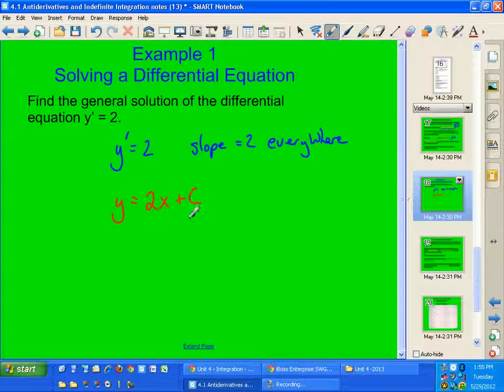It could cross the axis elsewhere. If I say c is negative 13, then I get y equals 2x minus 13, and if I take the derivative of that, I get 2. So it just depends on what that c value is. I just made up this negative 13. It could have been 4, it could have been 17, any number, but this is where the constant of integration comes from. This is the general solution, because we need more information to find out where it actually crosses the axis. When they ask for a general solution, they're asking for a blanket constant of integration, c.